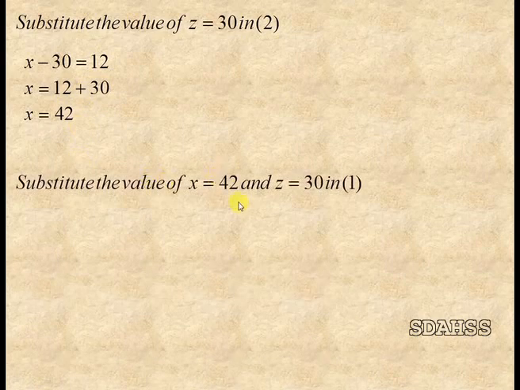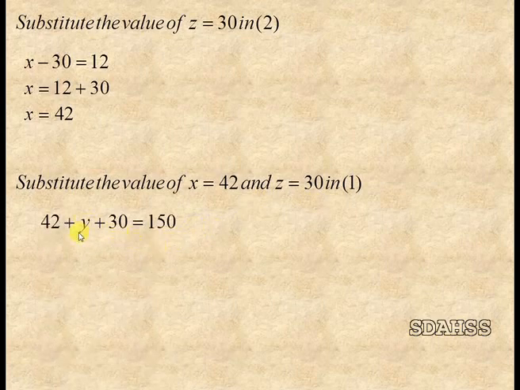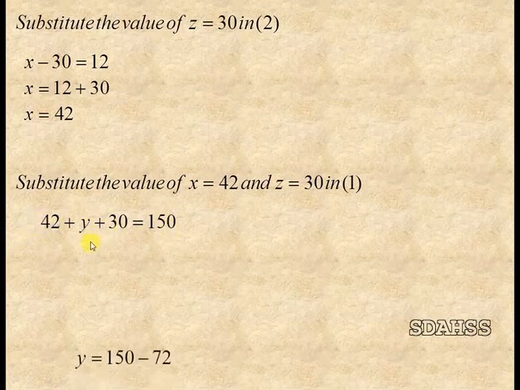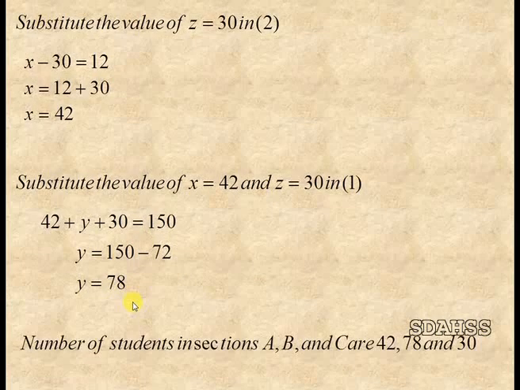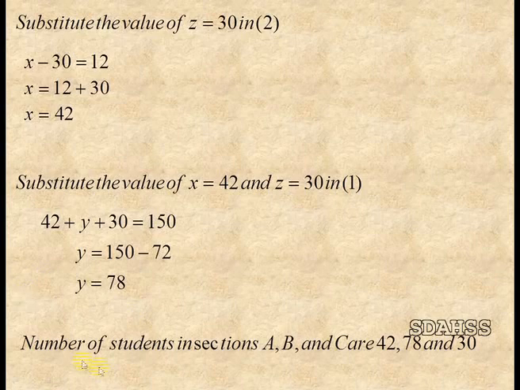Substitute x is equal to 42, z is equal to 30 in the first equation. So you have 42 plus y plus 30 is equal to 150. 42 plus 30, 72. y plus 72 is equal to 150. So y is equal to 150 minus 72, which is 78. Now we got all the values. Number of students in sections A, B, C are 42, 78 and 30.